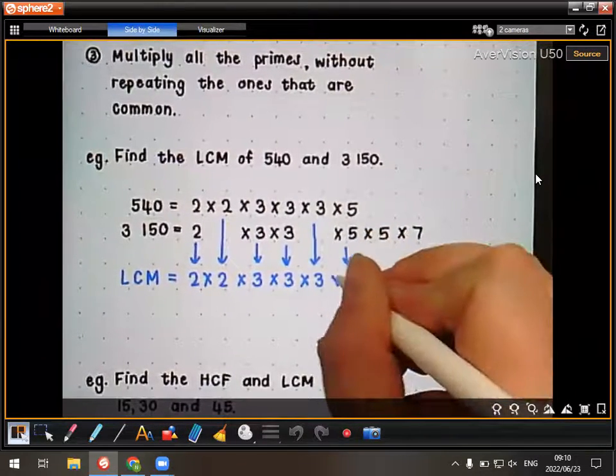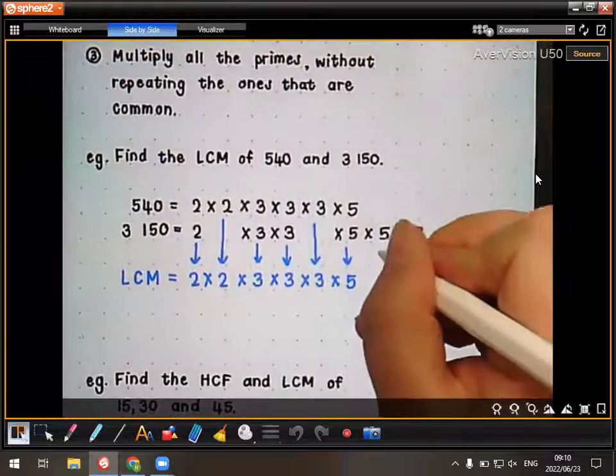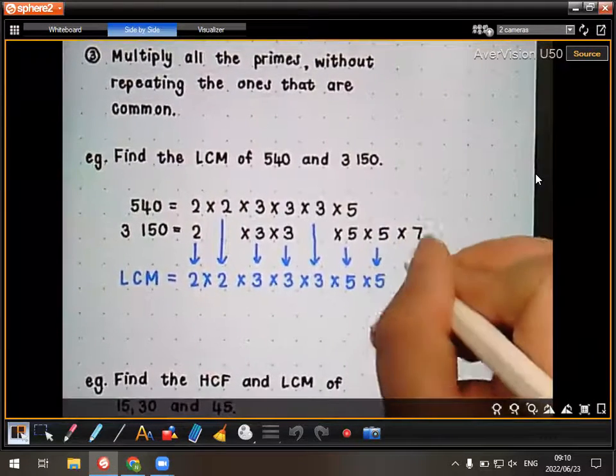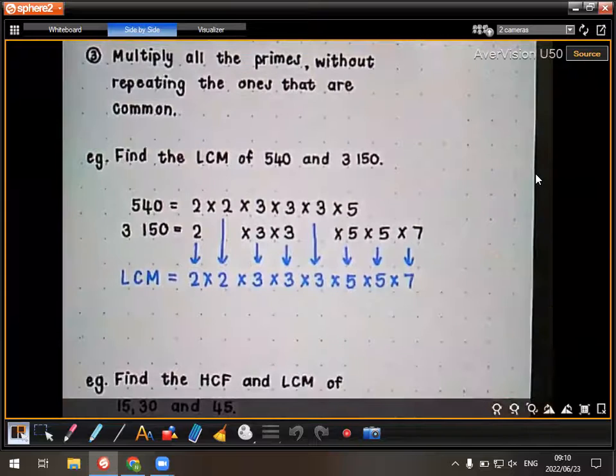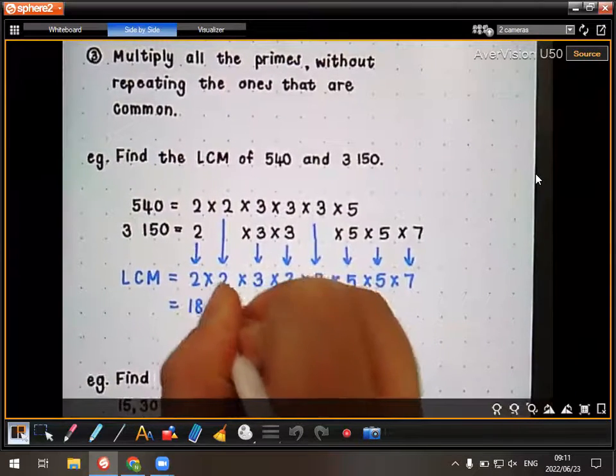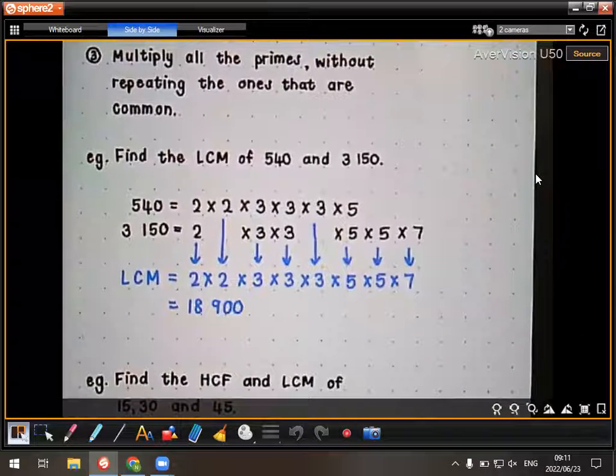Then we're taking down the first 5, and then the second 5, and then that's 7. And that number, when you multiply all of those together, that is going to be the lowest common multiple. Big number, yes. Let's see what it is. Because 3,150 is a big number. Okay. Now, guys, I suppose for this, you would technically have to use your calculator, but we won't actually give you numbers that are this big. Okay, so 18,900. That is the lowest common multiple of 540 and 3,150.